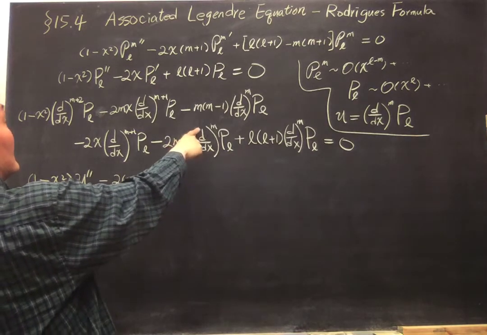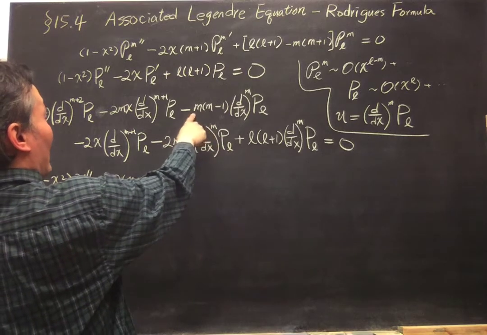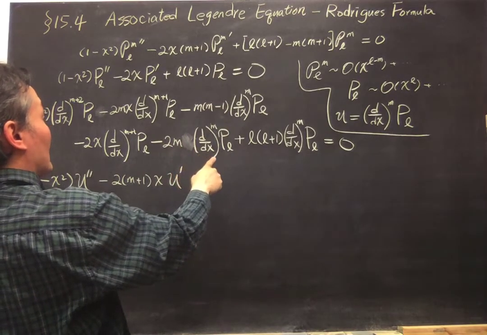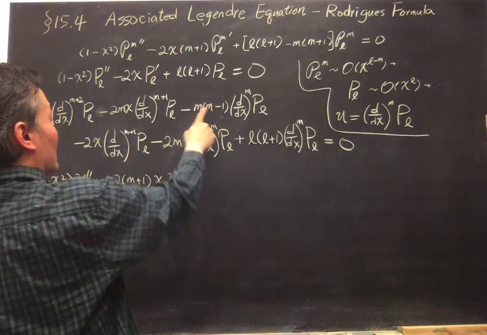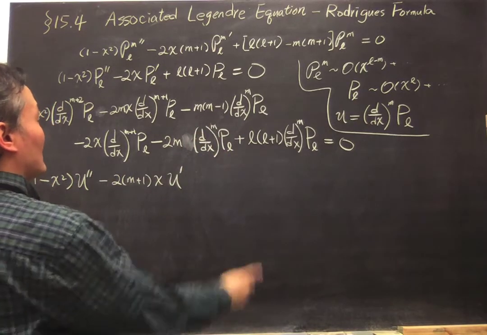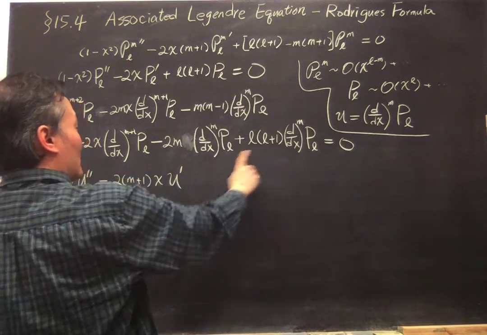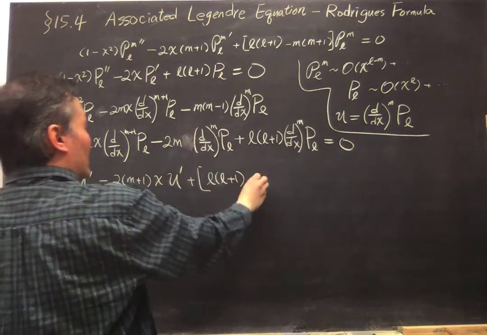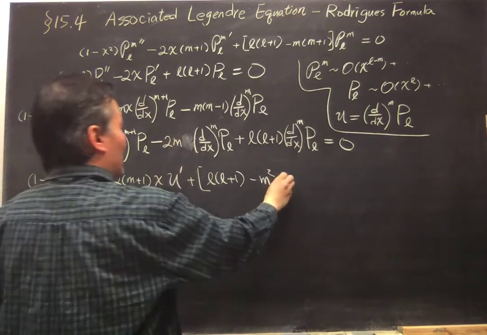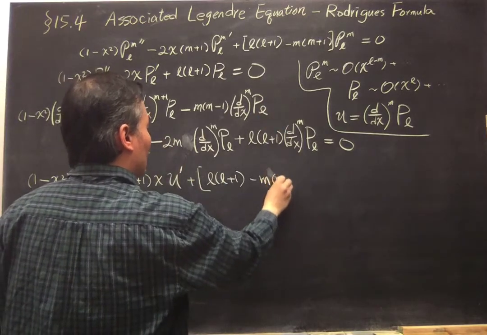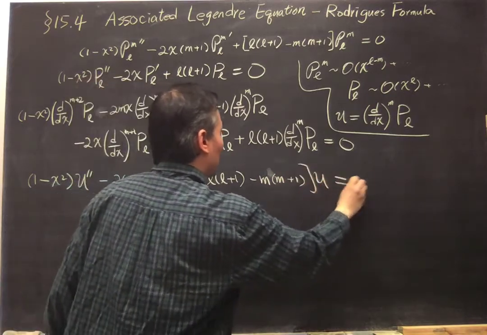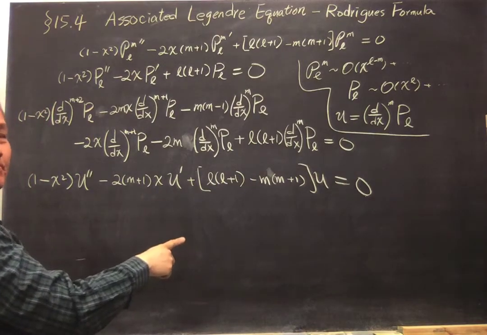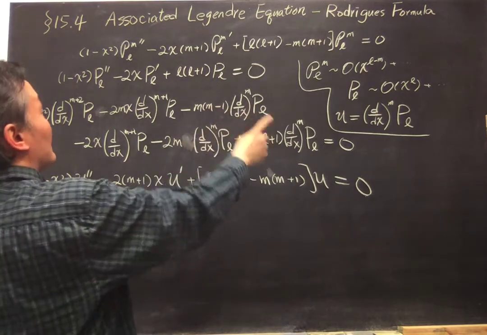All together we have minus m squared plus m minus 2m, so this is minus m squared minus m, and this term is just proportional to u. So you add those together: l times (l plus 1) minus m squared minus m. Combining that, minus m times (m plus 1) times u equals 0. So you see that this is the same as this equation.